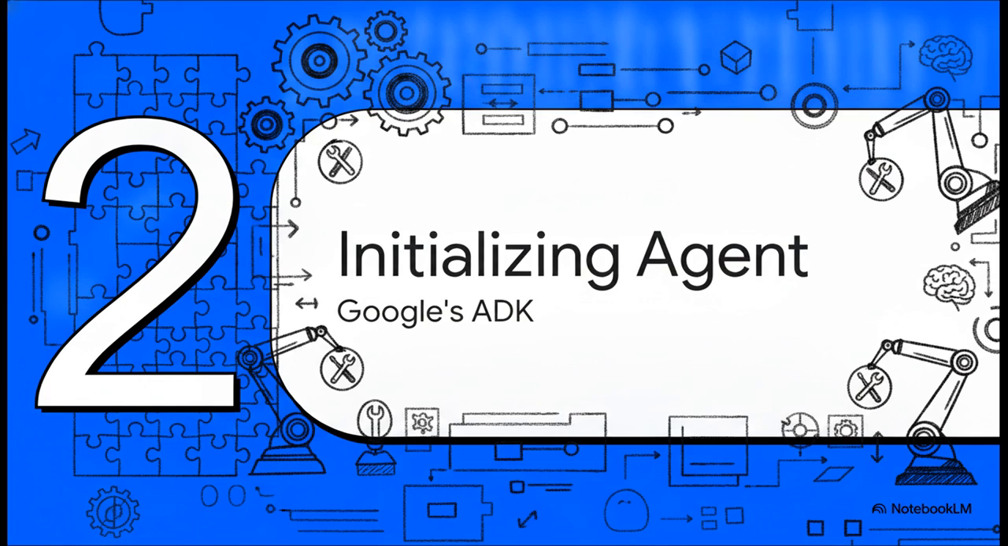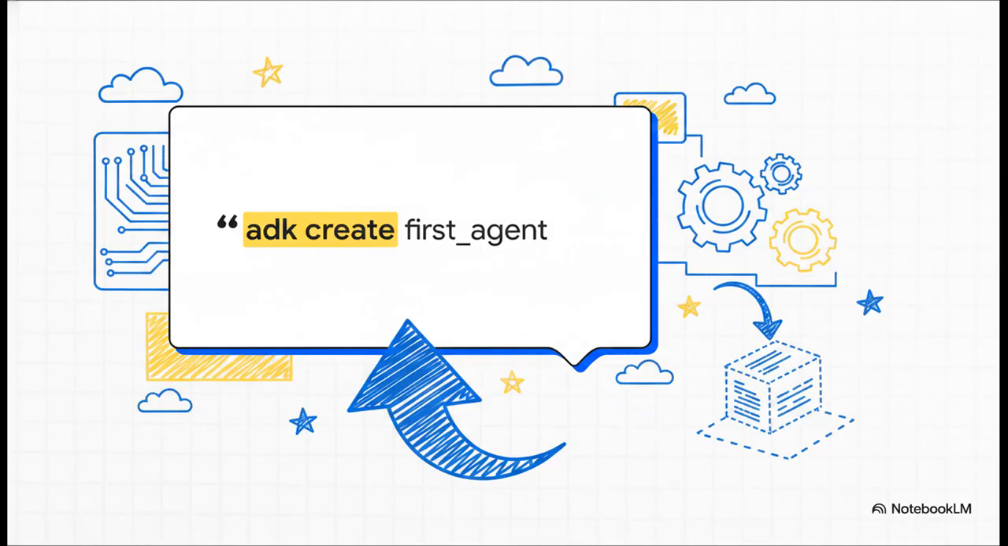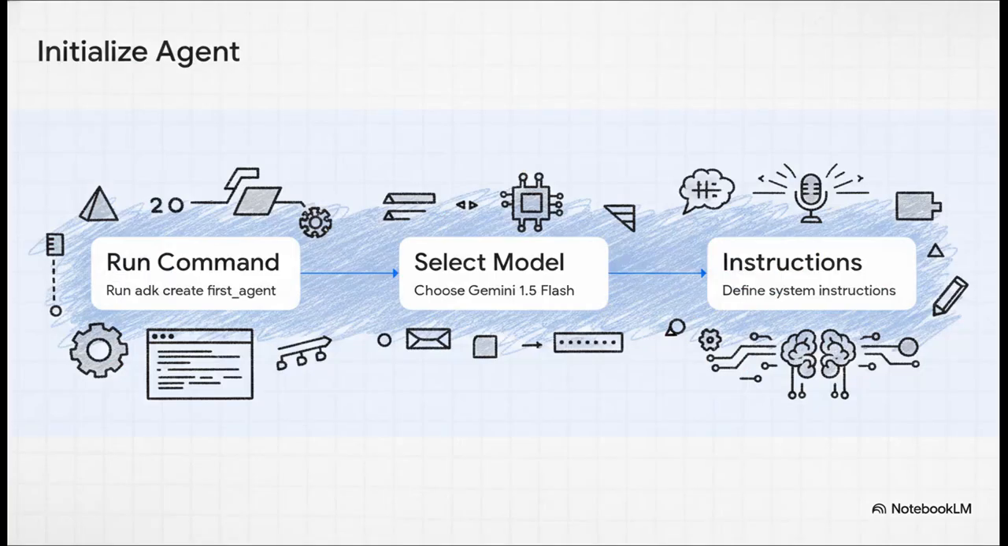Moving on to section 2, initializing your first agent. All right, time to get our hands dirty. We're starting right in the development terminal. To skip a ton of annoying boilerplate code, Google's ADK gives us a super streamlined framework. You literally just run adk create first_agent to generate your whole scaffolding. The initialization process is just incredibly elegant.